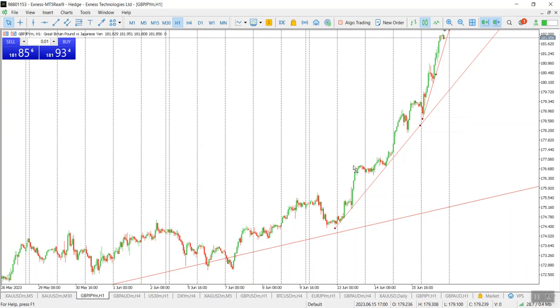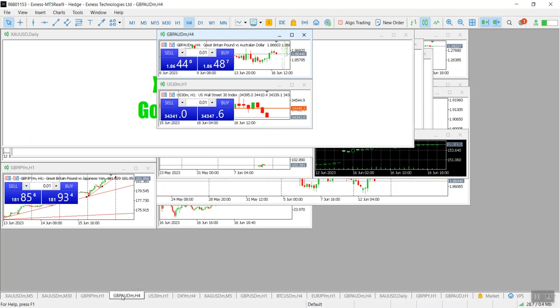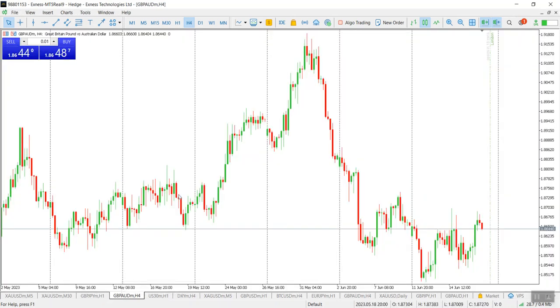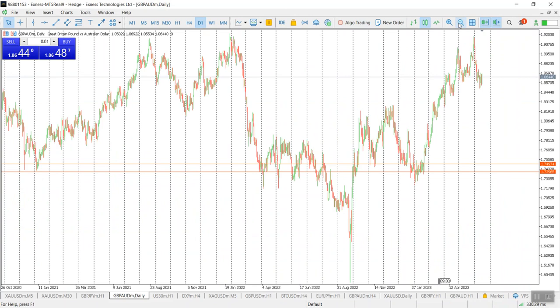Okay, all right, so let us go to GBPAUD. We go down to the daily time frame, and then we zoom out to see what is actually going on. On a daily time frame, we can see something like this.